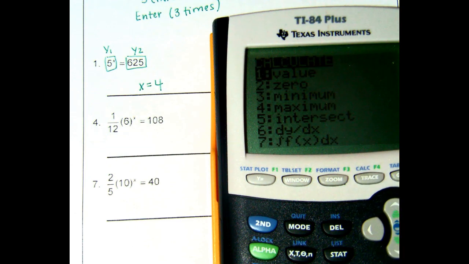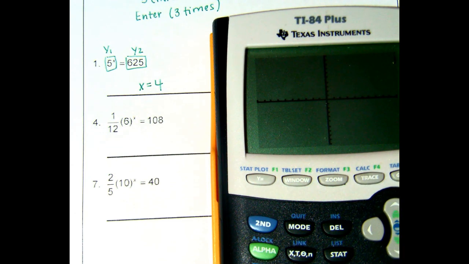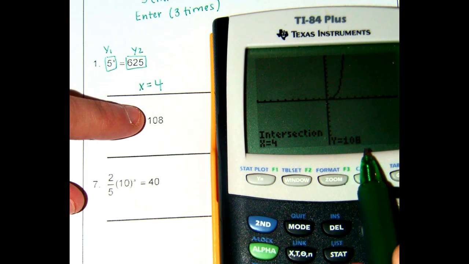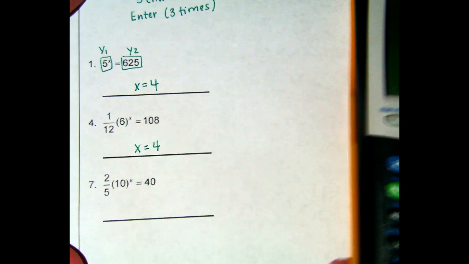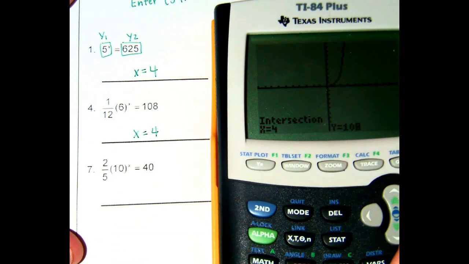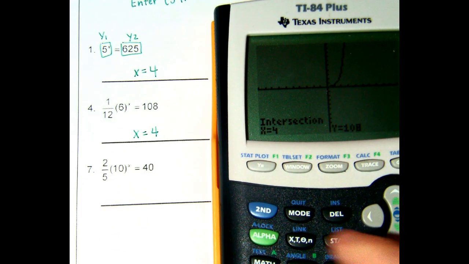Second, trace, 5. Wait for it to come up. And enter 1, 2, 3 times. See, the y's match, like I said, depends on how complicated it is. This one is also x equals 4. That's just a coincidence. It's not that they're all going to be x equals 4. Okay, keep going. Pause the video. Try number 7.